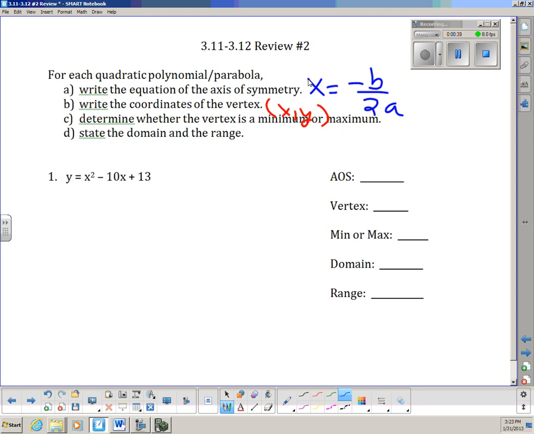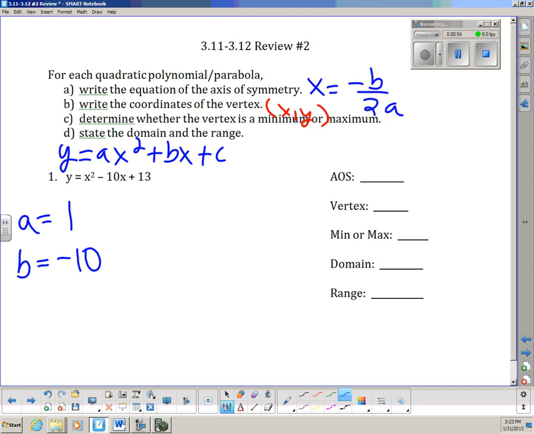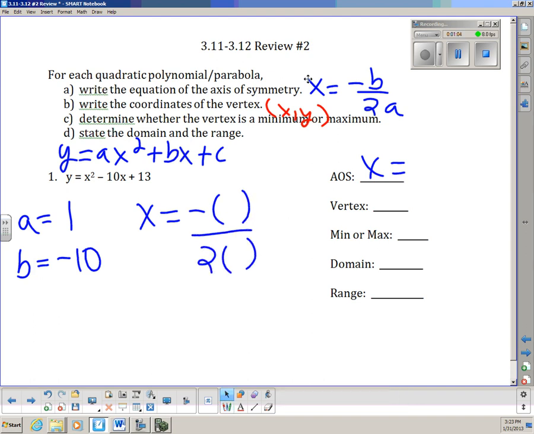But if you look at the quadratic, and remember, quadratics are always in the standard form of y equals ax squared plus bx plus c. In number one, the a term is 1. That's what's attached to x squared. The b term is negative 10. The axis of symmetry is x equals the negative of b over 2 times a. Well, we know b is negative 10. We know a is positive 1. So when we do the math, we end up getting 10 over 2, or the axis of symmetry is just x equals 5.